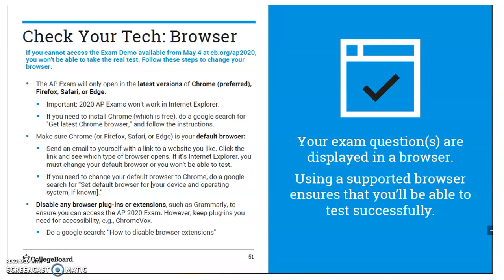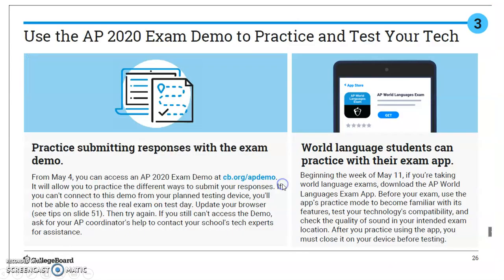Make sure that you disable any browser plugins or extensions, such as Grammarly, to ensure you can access the AP 2020 exam. However, keep plugins you need for accessibility, for example, Chrome Vox. And then to do that, you'll just do a basic Google search, how to disable browser extensions. Okay, again, check your browser, make sure it works before the exam. Okay, your exam questions are going to get displayed in the browser. So using a supported browser ensures that you'll be able to test successfully, and you don't want to worry about that on exam day.